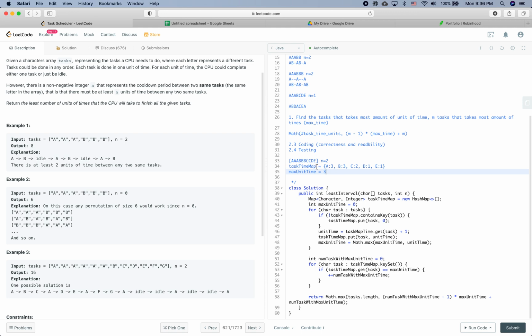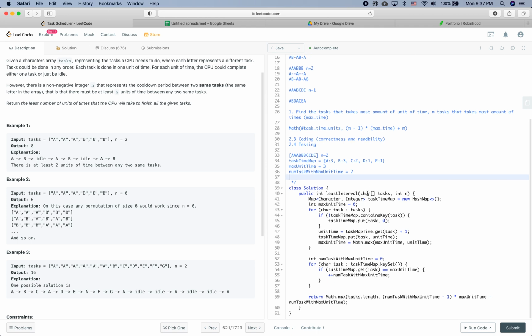And then we iterate through this task time map to see how many tasks take the max unit time to be finished. As we go through, we finally set numTasksWithMaxUnitTime as 2. And then finally, what we will return is Math.max of the length, which is 6, 7, 8, 9, 10, so 10, and (numTasksWithMaxUnitTime 2 minus 1) times max unit time 3, plus numTasksWithMaxUnitTime 2. So we are going to return the maximum among the two numbers, which is going to be 10.